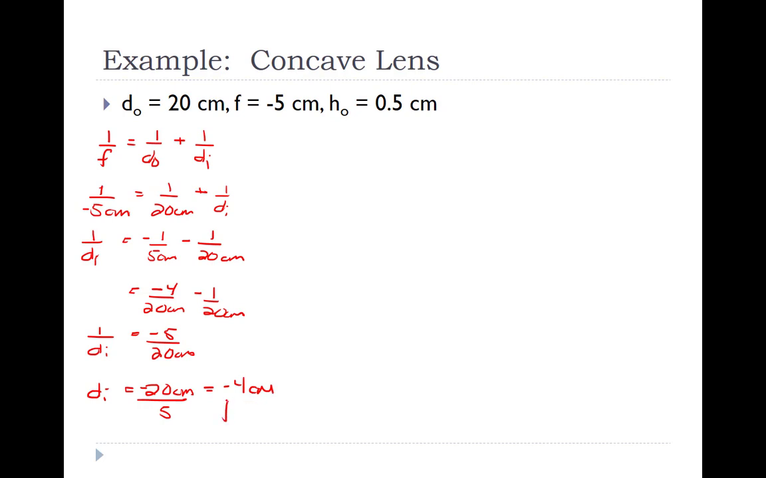I can look at this and I say, hey, it's negative. That tells me it is virtual. I can now find the magnification using the negative ratio of image distance to object distance. The image distance we just found at negative 4 centimeters. The object distance was given as 20 centimeters. So 4 divided by 20 is 1/5, and those two negative signs cancel each other out.